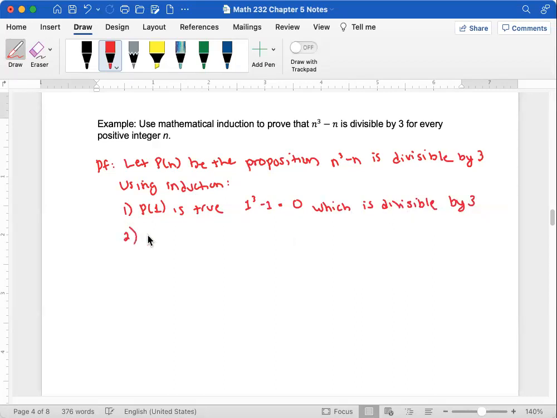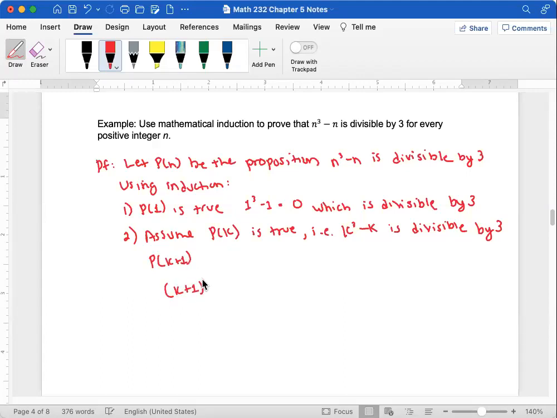All right. Step 2. Assume P of k is true. Which means I'm assuming that k cubed minus k is divisible by 3. Awesome. All right. Now we're going to show what happens when we use k plus 1. Okay, so P of k plus 1. That means I'm looking at k plus 1 cubed minus k plus 1. So I want to show that this thing is divisible by 3.